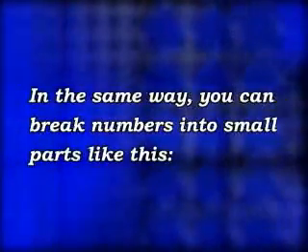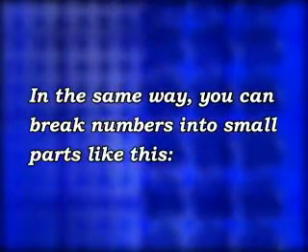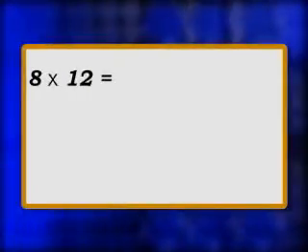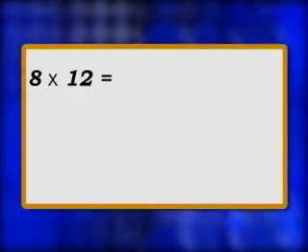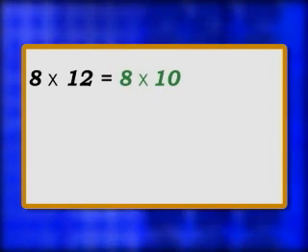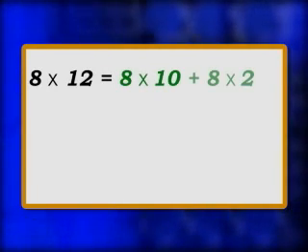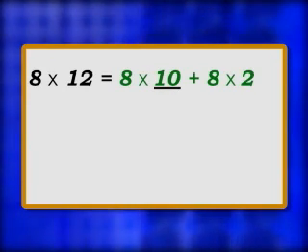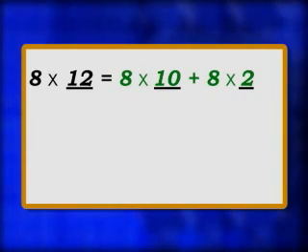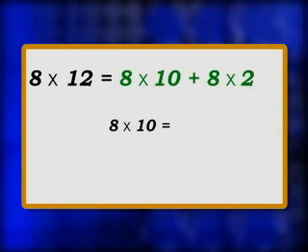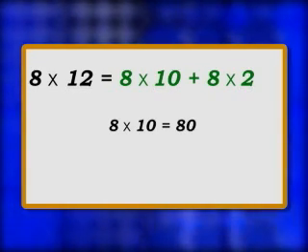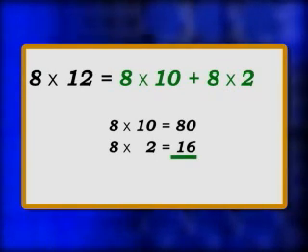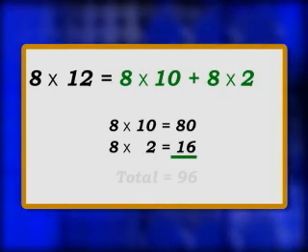Now, in the same way, you can break numbers into small parts like this. 8 times 12 is the same as 8 times 10 and 8 times 2, because 10 and 2 make 12. So 8 times 10 is 80. 8 times 2 is 16. 80 plus 16 is 96.